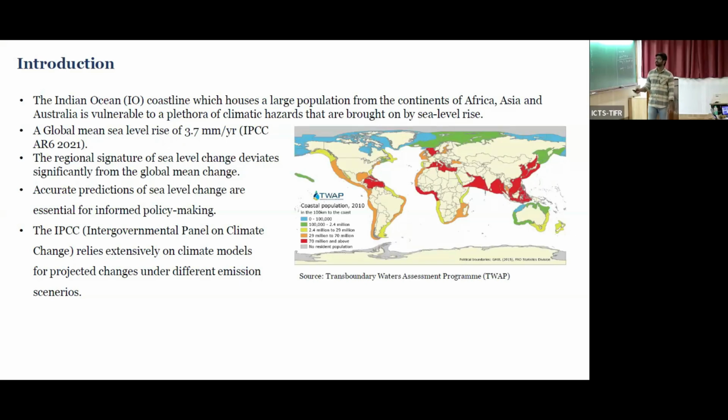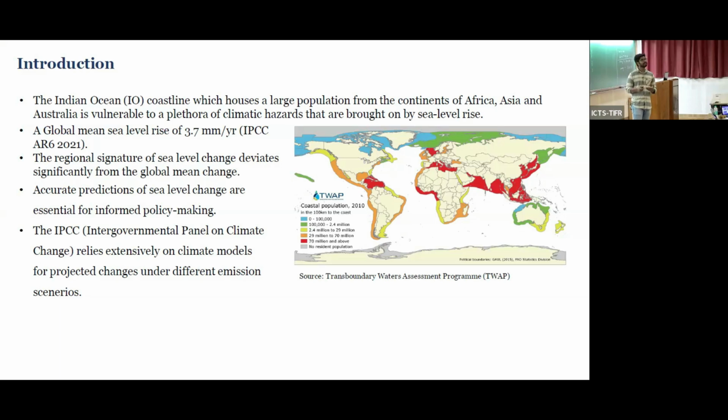This figure shows the coastal population residing in each coast. The red areas denote a very high population density, and you can see this in particular in the Indian Ocean rim countries. The Indo-Pacific rim houses a large chunk of the global population, and any amount of rise in sea level is going to cause a lot of infrastructural damage and harm to human life. So our objective is to provide services that will help inform policy making.